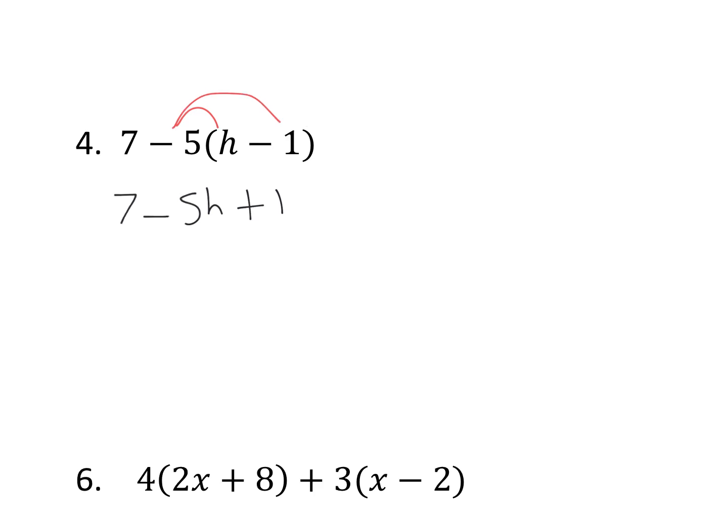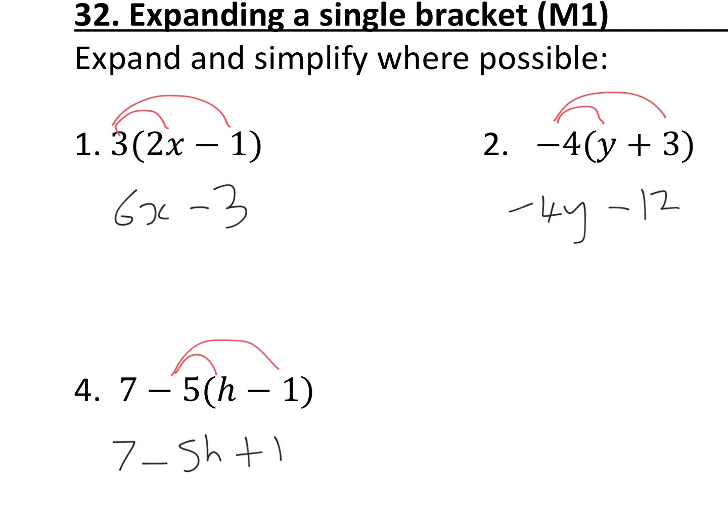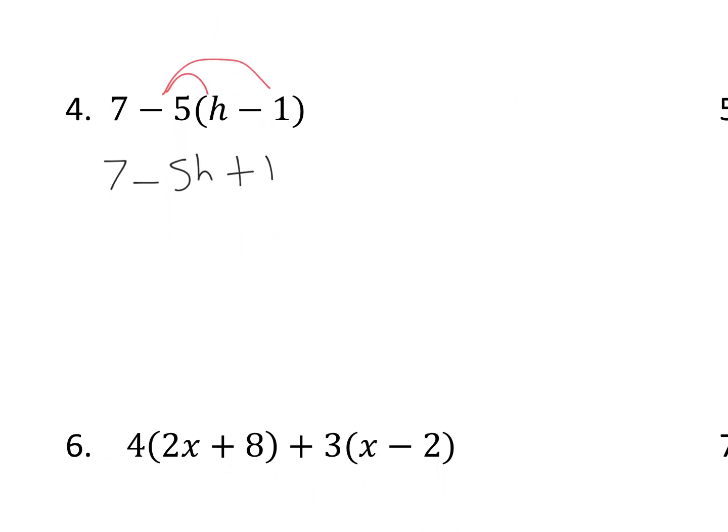And then the question does say to simplify where possible. So here in number 4, we've got like terms. The 7 and the 1 add together to give 8. So that's 8 minus 5h.